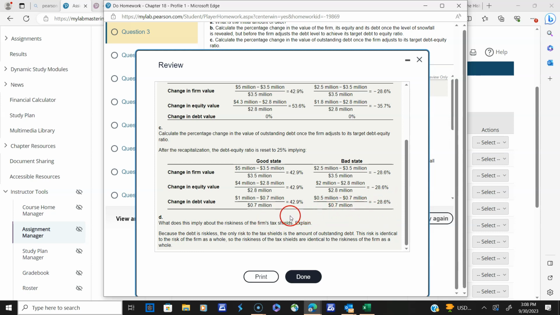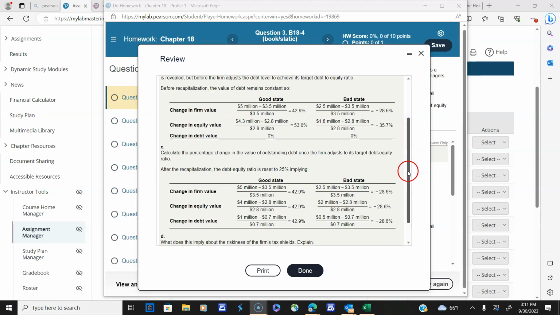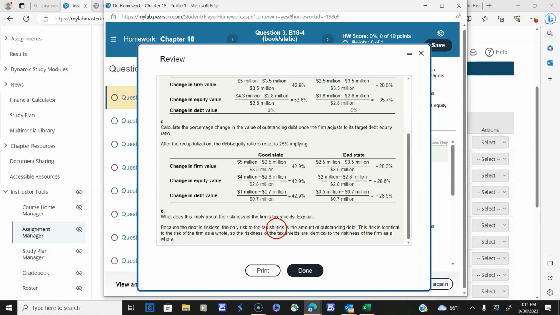So the question is, what does this imply about the riskiness of the firm's tax shields? So that's all there is to this problem, really. Because the debt is riskless, the only risk to the tax shields is the amount of outstanding debt. This risk is identical to the risk of the firm as a whole. So the riskiness of the tax shields is identical to the riskiness of the firm as a whole. All right, so I hope everyone was clear on this problem. If you have any further questions, email me, please. Thank you.